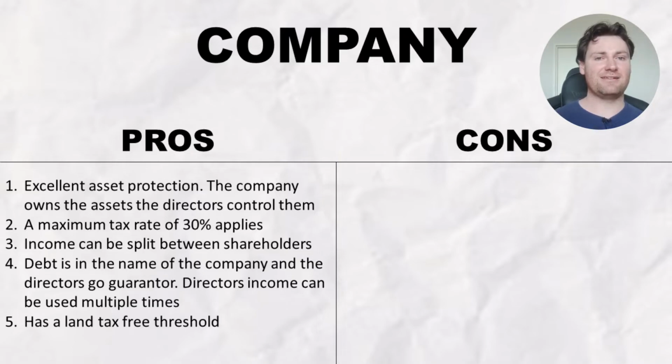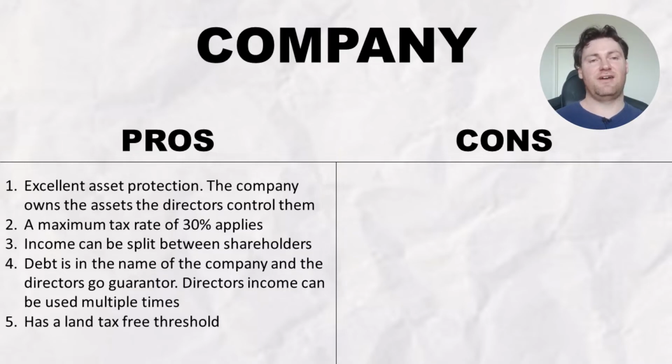Another advantage of owning assets in a company is that the debt is in the name of the company and the directors of the company go guarantor for the debt. The director's income, just like the trust situation, can be used multiple times. So long as you have the deposit to be able to purchase real estate, you can go to different financial institutions, providing yourself as a guarantor, being a director of the company, in order to purchase the assets for the companies. This means you can purchase more and more real estate because you are not limited to your personal income's capability of borrowing capacity.